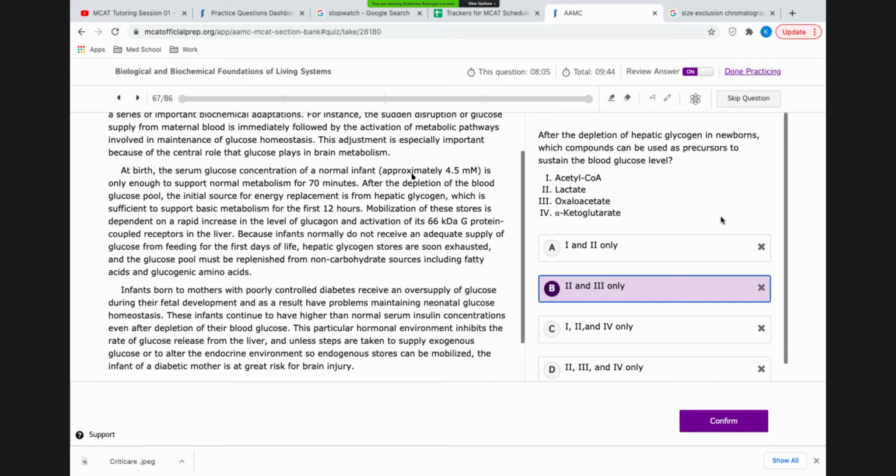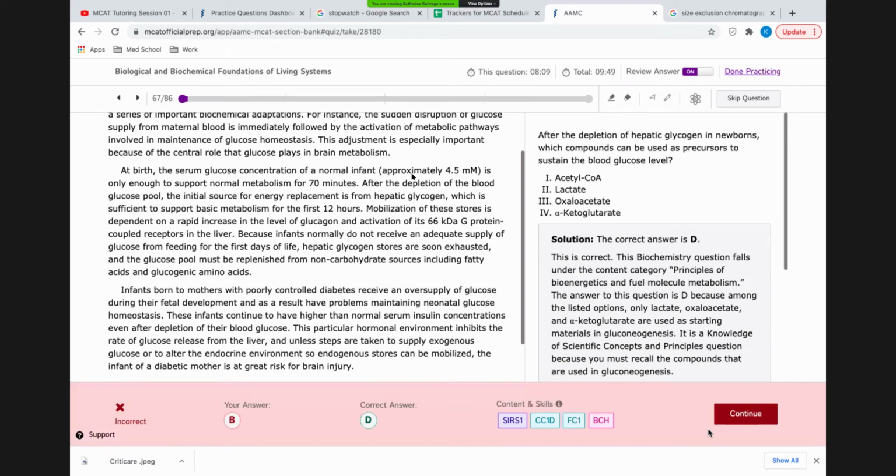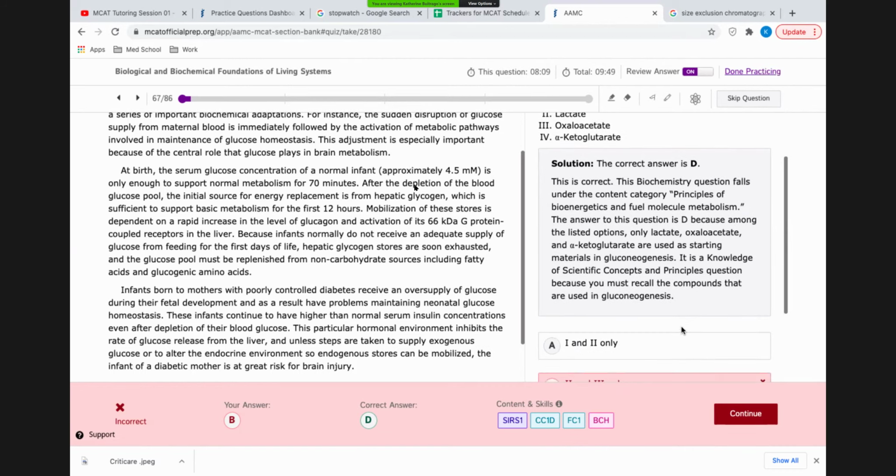Do you want me to click it? Yeah. Oh, I didn't know if he's doing it on his end. Damn it. Yeah. Okay. So I was between the two, and I just didn't know what alpha ketoglutarate did.